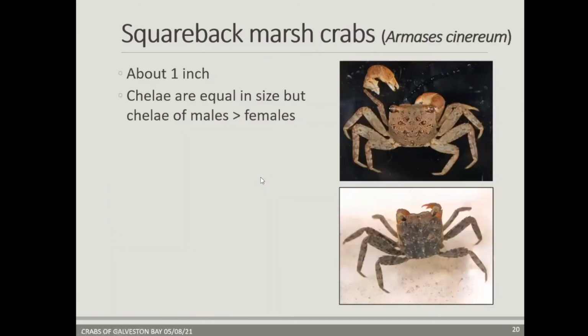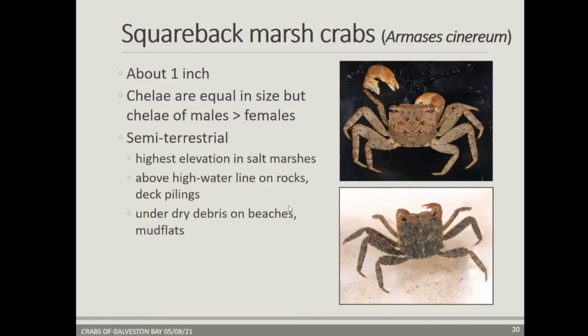Okay, stone crabs. Marsh crabs. Our representative is a square-back marsh crab, and they're about an inch. So this picture is much bigger than they really are. Their chelae are equal in size. This one has been separated from its cheliped. But the chelae of males, this is a male, are bigger than the chelae of the females, but they don't have any dimorphism in their chelae.